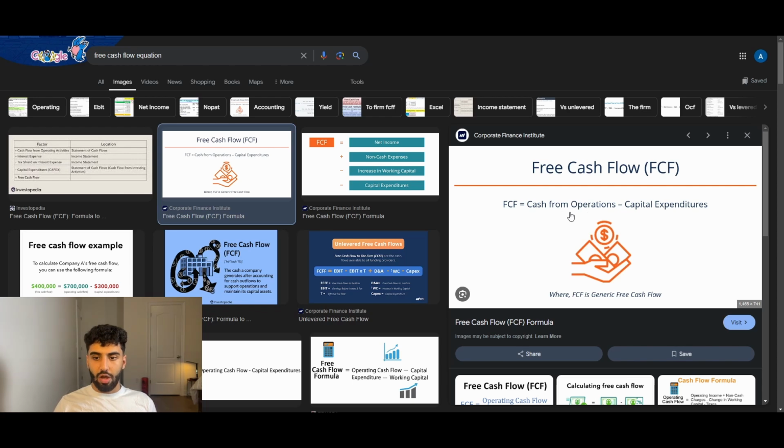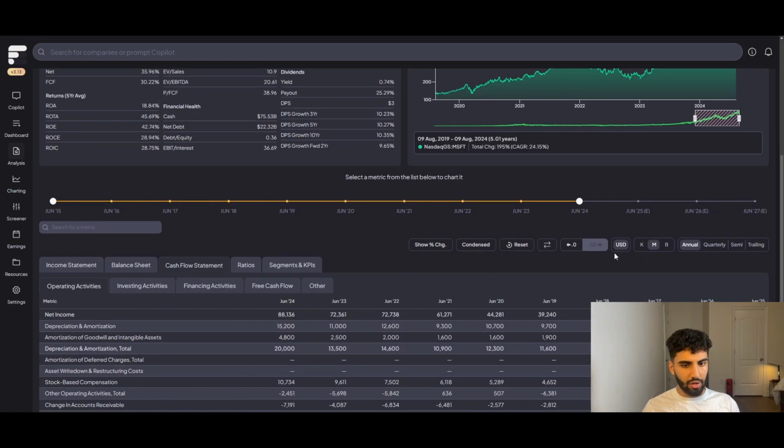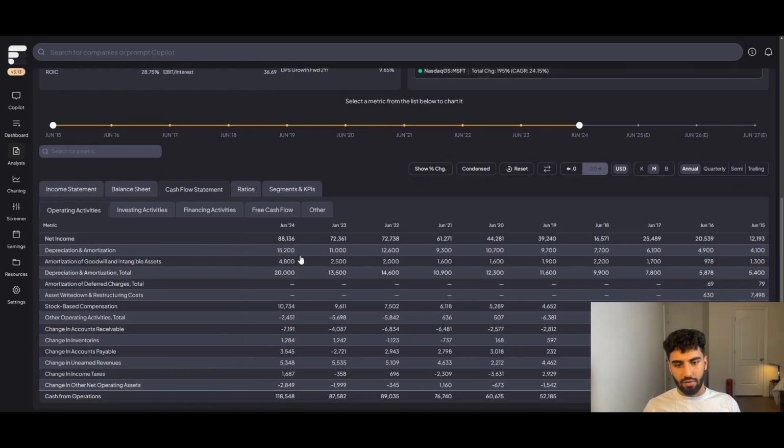And so the difference of cash from operations and capital expenditures, that is your free cash flow. Or, yeah, what's cash from operations? I pulled up Microsoft here, and I'll move this to the right so you guys can see. If we go down here to the cash flow statements and the operating activities, we'll see some items that are impacting the cash from operations line all the way at the bottom here.